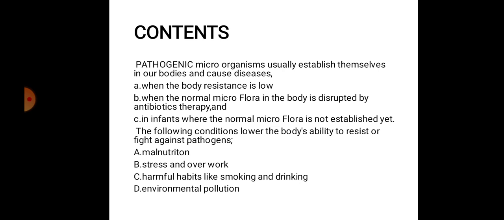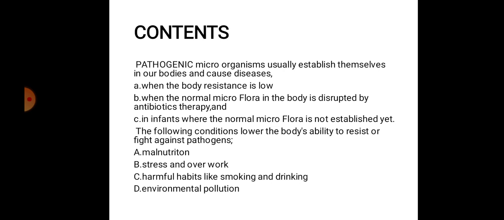Number B, we have stress and overwork. Most of you used to work and work. We don't even rest. Make sure you rest, and at times have a nap. Sleep, rest your body, because then it works very well. If you are stressed and overworked, it will lower the body's ability to resist pathogens.